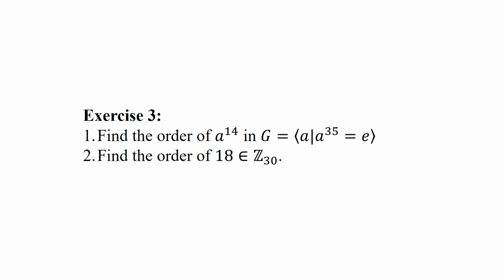Here's an exercise for you to do. Take a group G, which is the cyclic group of order 35. Find the order of a to the 14th in that group, and then do the same for this group of order 30, but now this is an additive group. So again, make sure that you translate what it means to be a power in a multiplicative group into the corresponding result for an additive group, and then you can apply the same theorem. Try it for yourself, and then when you have finished, come back to the video and we'll go over the answers.